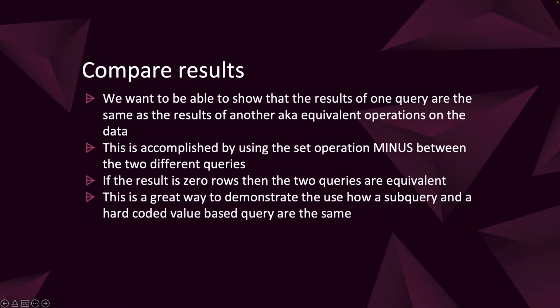So the first thing we want to do is compare the results from two different sets of queries using the minus operation. We can see how the results from one query are different from another. And by using the minus operation specifically, if we have no results, we'll be able to verify that the query on the top is the equivalent query of the query on the bottom.